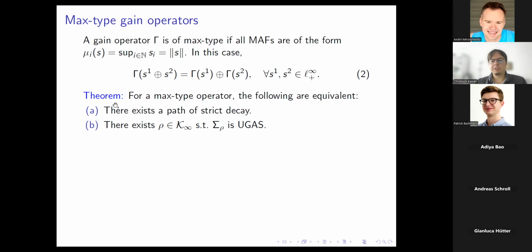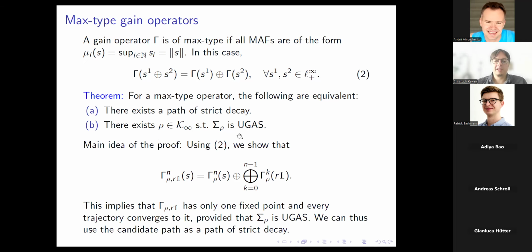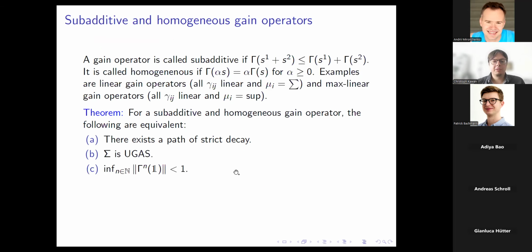For this, we can show that actually the existence of the path of strict decay is equivalent to the existence of a K infinity function rho, such that the sigma rho system is UGAS. So this is nice because we have a complete characterization of our small gain condition in terms of an asymptotic or a UGAS property of a gain operator. I'm not going into the proof of that.